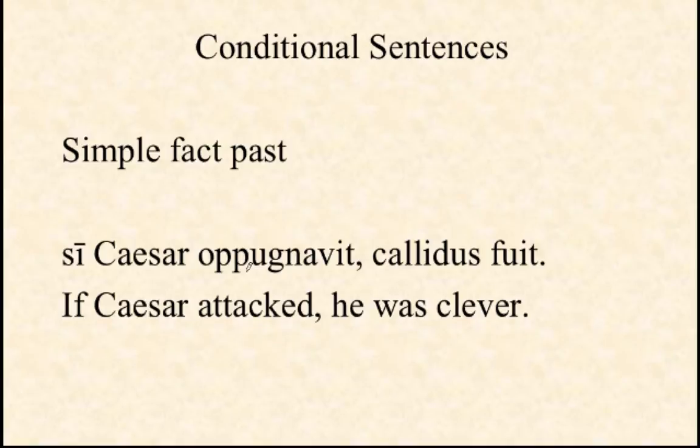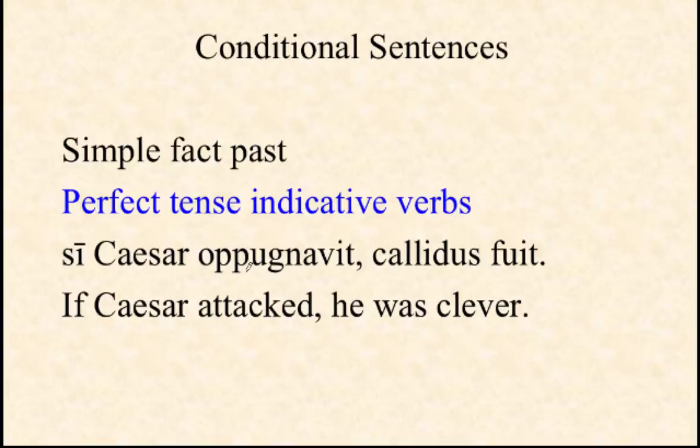Here's another indicative mood condition. It's the simple fact past. Si Caesar oppugnavit, calidus fuit. If Caesar attacked, he was clever. Now the idea here is Caesar may have attacked, but if he attacked, it happened in the past. Now, if he attacked, he was clever. We don't know that he attacked, but he may have attacked. Both halves of this type of conditional sentence use perfect tense indicative verbs, oppugnavit and fuit.